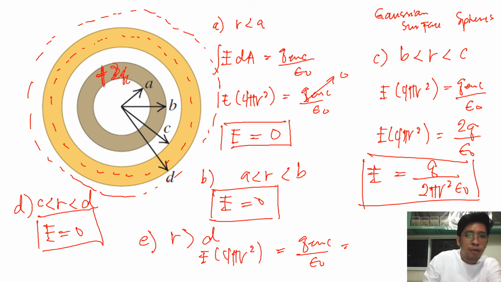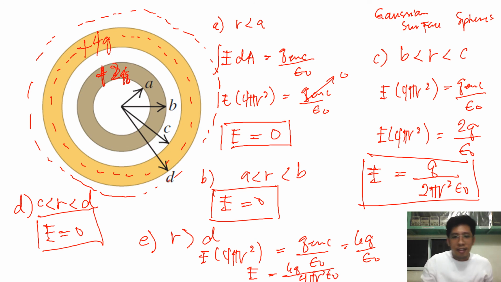You have your plus 2Q, and then here you also have your plus 4Q, right? So we now have two spherical shells enclosed by your Gaussian surface. We need to add these two, so you have plus 6Q. So you have 6Q over epsilon naught, and you get this electric field E of 6Q over 4 pi epsilon naught r squared. Okay. So that ends our lesson on electric flux.